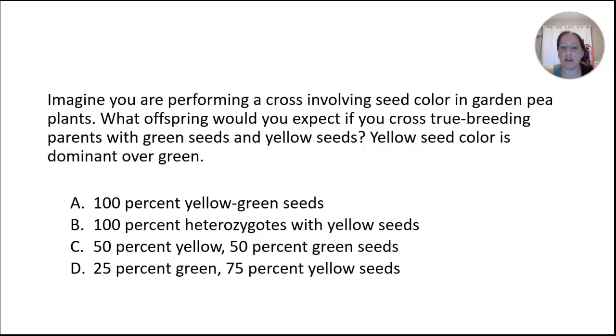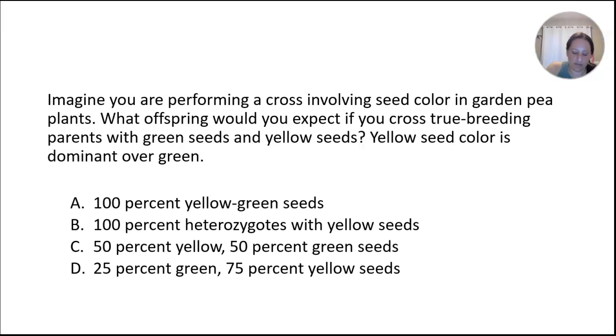Okay, so imagine you're performing a cross involving seed color and garden pea plants. What offspring would you expect if you cross true breeding parents with green seeds and yellow seeds? Yellow seed color is dominant over green. Okay, so take a minute and try to solve this, and I will too.